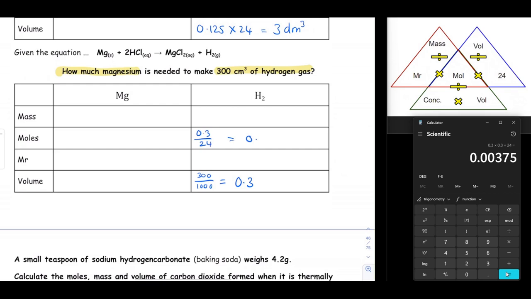So I've got 0.00, I apologize, 0.0125. But I'm just going to keep that on my calculator. I'm going to say I've got a 1-to-1 ratio. That means I've got exactly the same number of moles over here. Now all I can do is times by the MR, which I know is 24, and that will give me my mass of magnesium. So I times it by 24, and I've got 0.3 grams of magnesium needed.